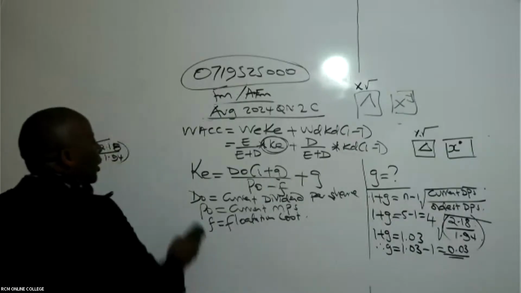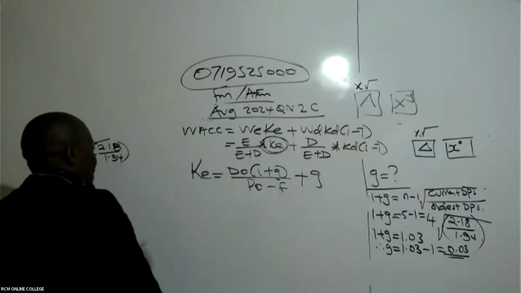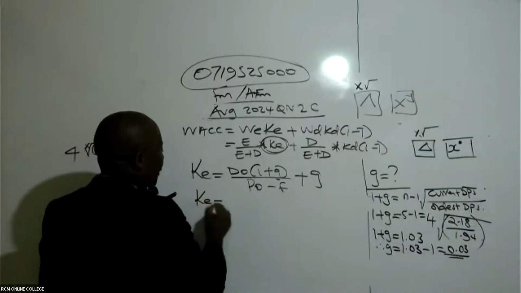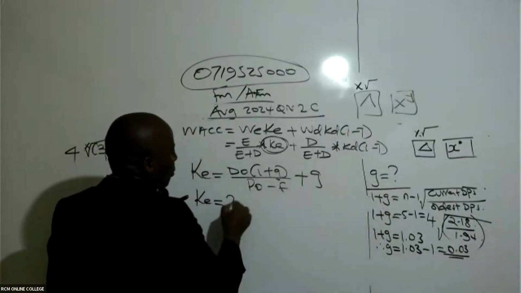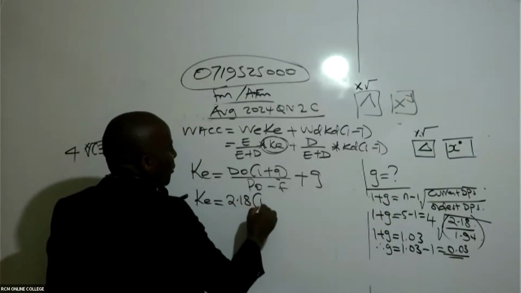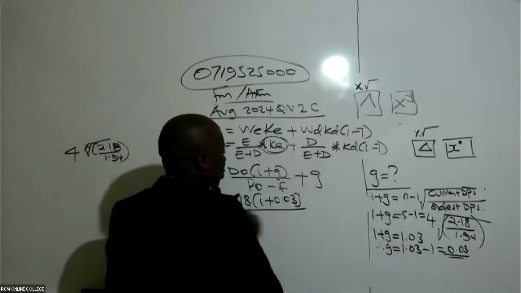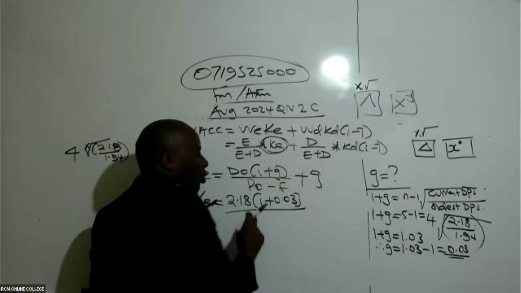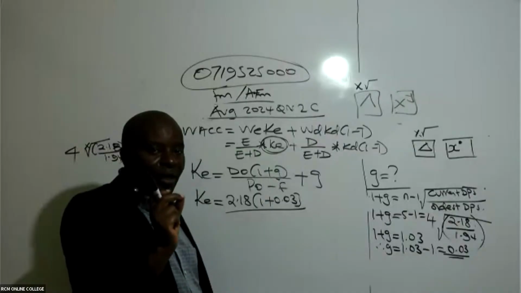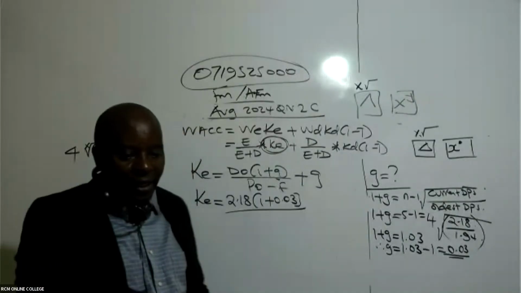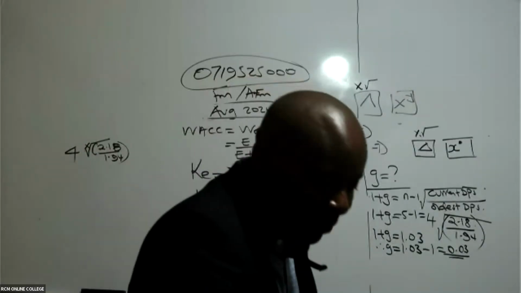Then you have been able to get the growth rate, which is 0.03. Then I can easily get the KE. So the KE will be the current dividend, which you have picked here. Current DPS is 2.18 into 1 plus growth rate, growth rate is 0.03, all over the current price per share. You see this O? O means current.